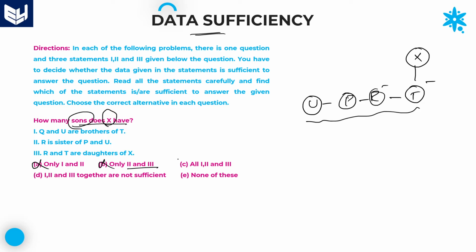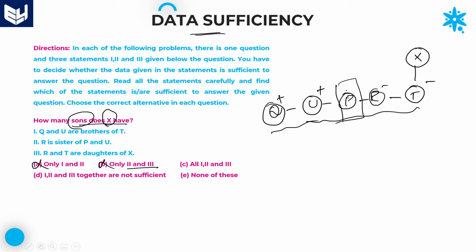Next, option C. Combine all three. If you combine all three, in the first one, Q and U are brothers of T. U is a brother, Q is also a brother of T. It means now all these five members are siblings. How many sons does X have? Here we know the gender of Q, R, T and U, but we don't know the gender of P.